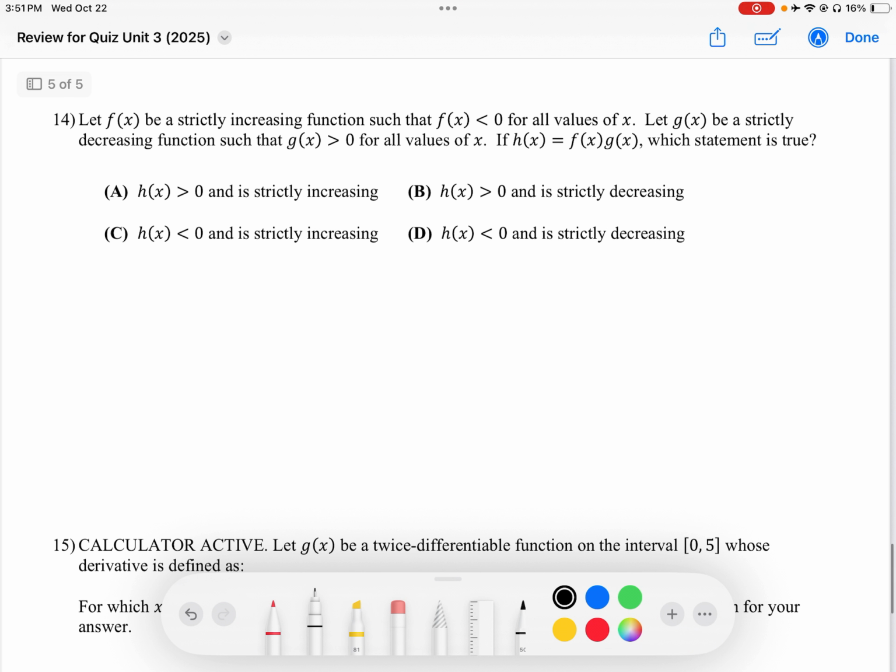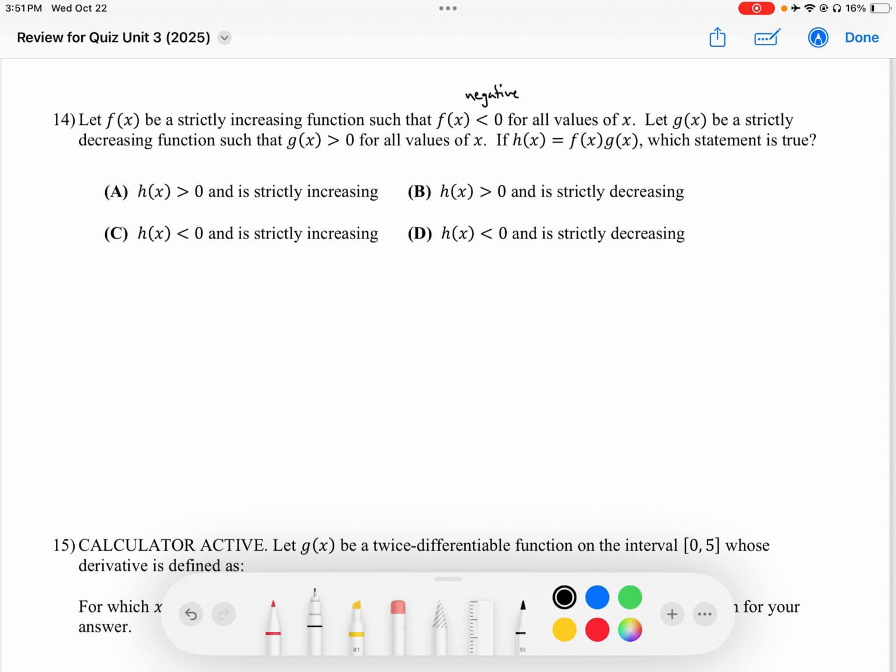Let f be a strictly increasing function such that f of x is less than 0. So that means that f of x is negative for all values of x. Let g of x be strictly decreasing. So f of x is strictly increasing such that it's negative, and g of x is strictly decreasing such that g is positive. If h equals f times g, which statement is true?